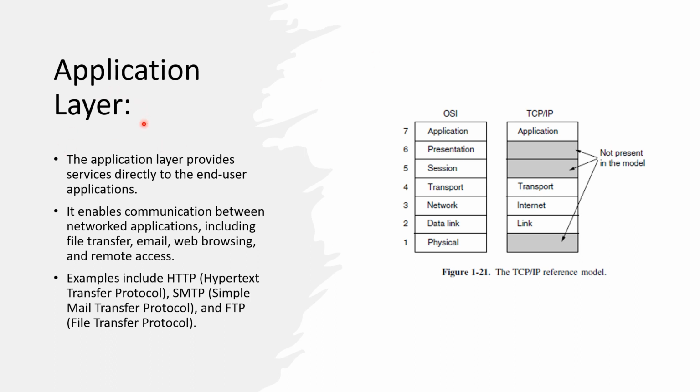Seventh one, application layer. The application layer provides services directly to the end user applications. It enables communication between networked applications, including file transfer, email, web browsing, and remote access. Examples include HTTP, Hypertext Transfer Protocol, SMTP, Simple Mail Transfer Protocol, and FTP, File Transfer Protocol.